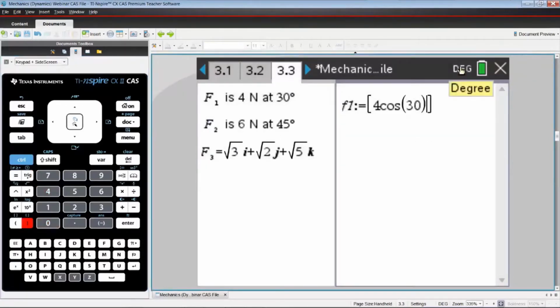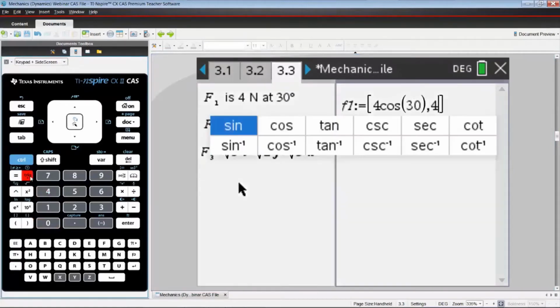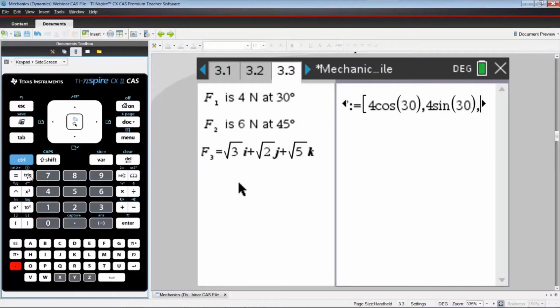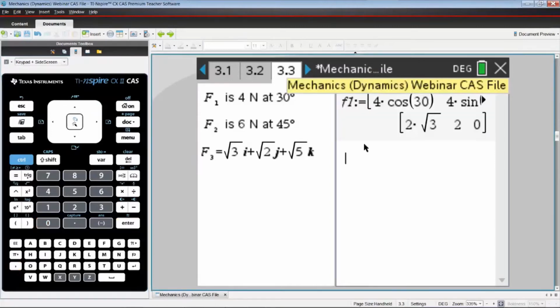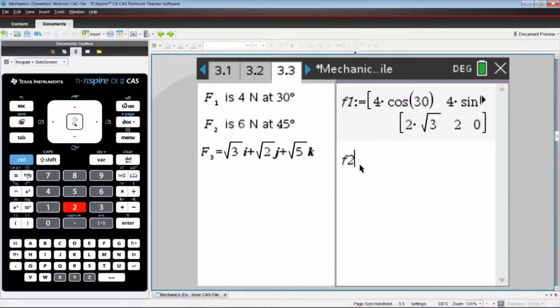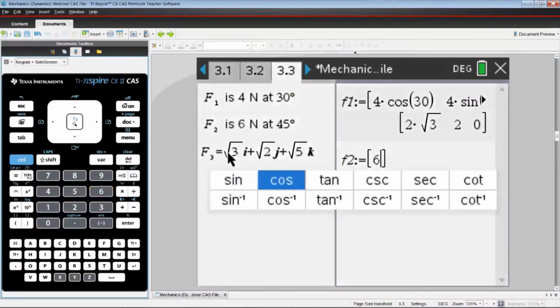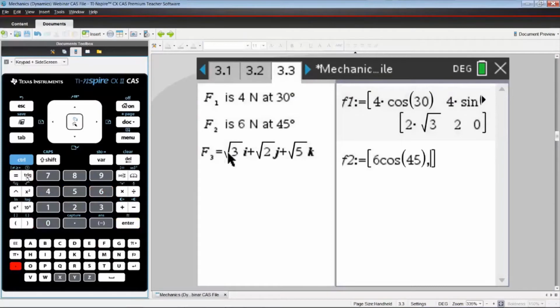Given I'm in degrees mode, I don't need to do anything more. I can just type 4 cos 30, then comma. The j component is 4 sine of 30, and comma. This force F1 is entirely in the horizontal plane and therefore has a 0 k component. That has now defined force F1. In a similar fashion, F2 will be defined as 6 cos 45 degrees, comma, 6 sine 45 degrees. And again, F2 is in the horizontal plane and therefore has a 0 k component.